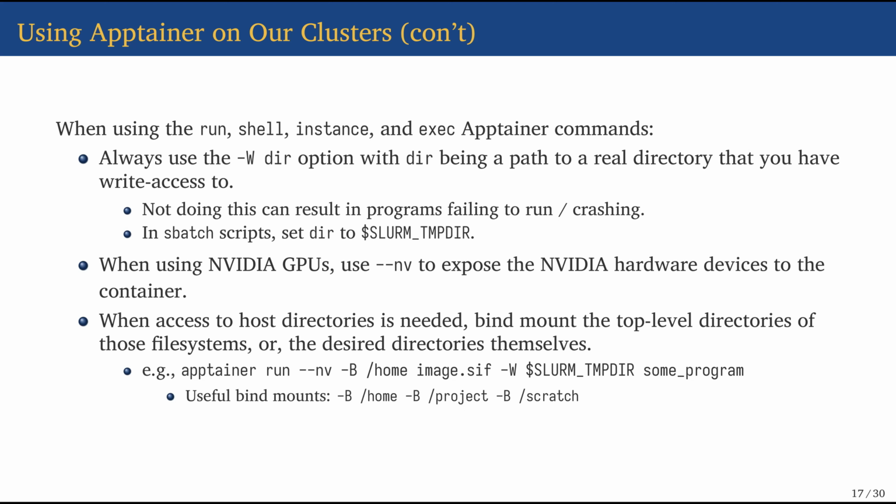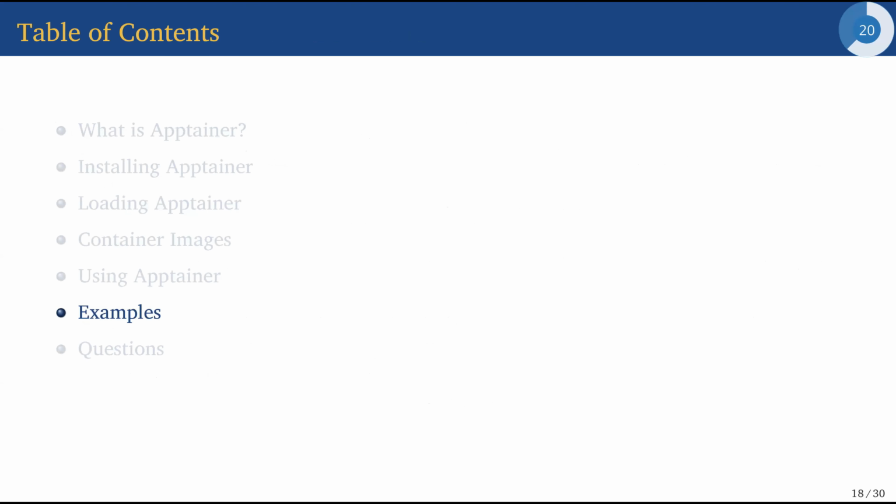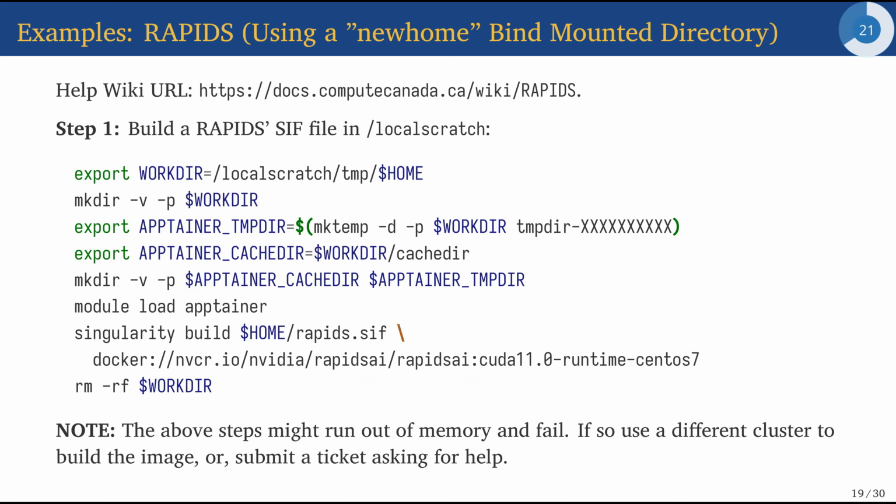In the chat, I see -C with MPI. This goes for all programs, not just MPI. I would recommend using -C with MPI as well. Okay, so I'm going to talk about some examples here fairly quickly, and then I'll show a little bit off with Singularity and open up the questions.